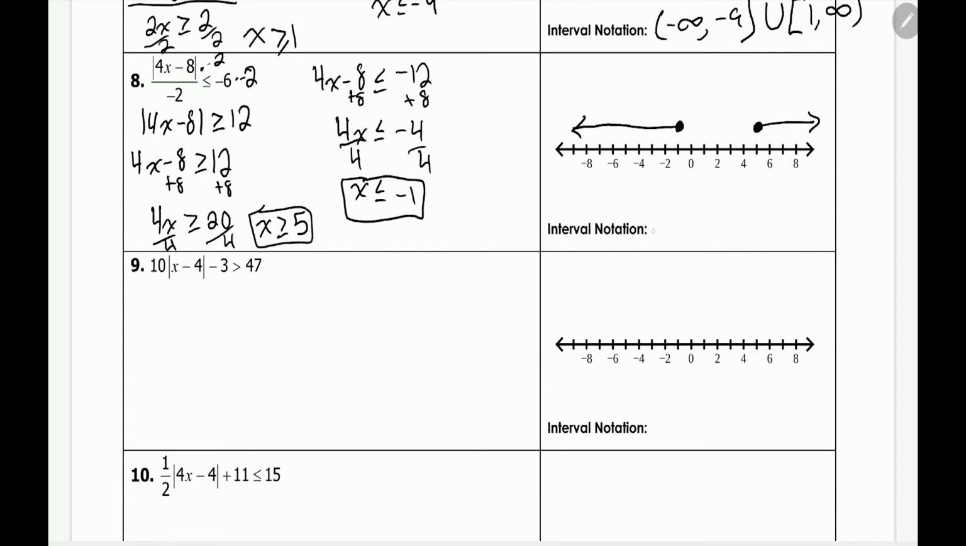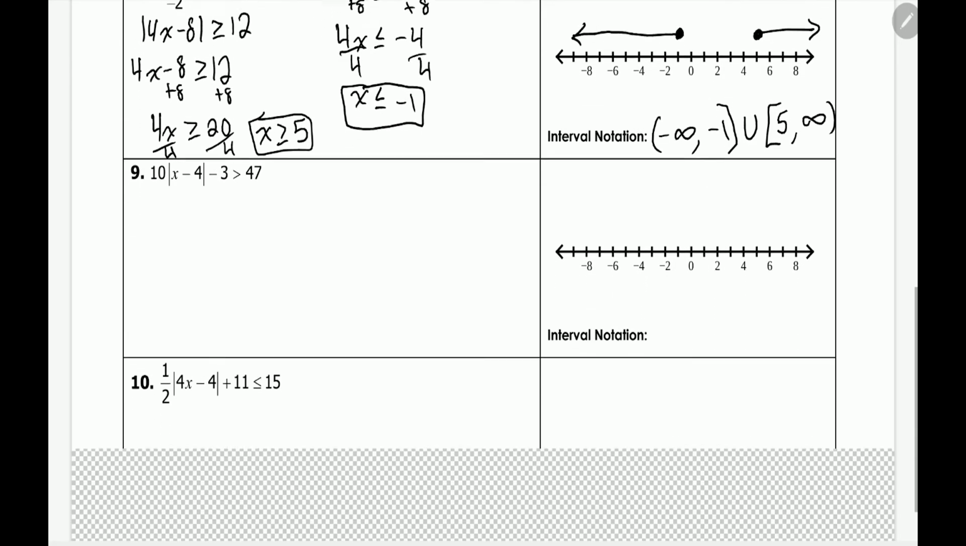For our interval notation, we start at negative infinity. We go to negative 1. We have a closed circle, so that means a bracket, union, with, we jump over to 5. It's closed, so we have a bracket, 5, comma, infinity, parenthesis. That's it for number 8.